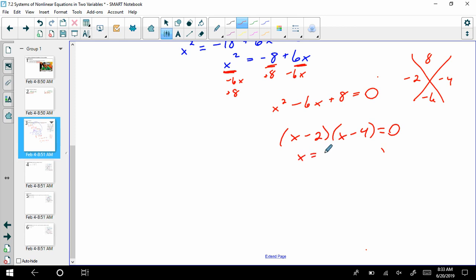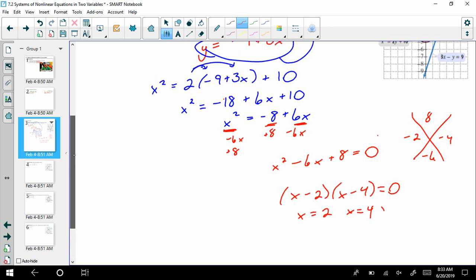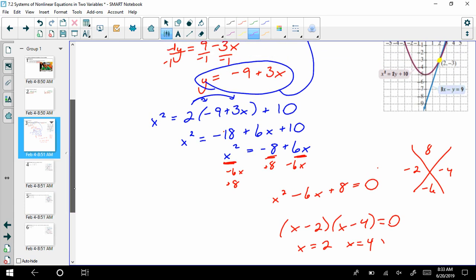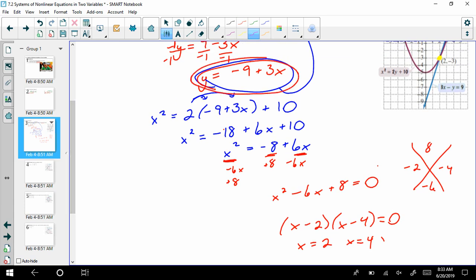So if I solve each, I get x equals 2 and x equals 4. Now I'm not done because remember I said I want your answers to be ordered pairs. So I need their y coordinates. How do I get their y coordinates? Well, just like last time, we have to substitute our x values back in, and I would put them right into this equation where you got y alone.